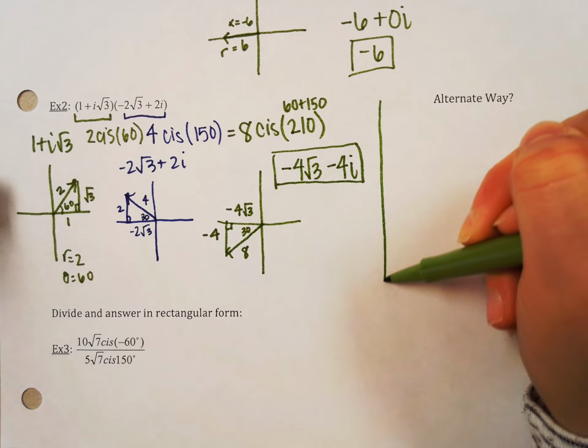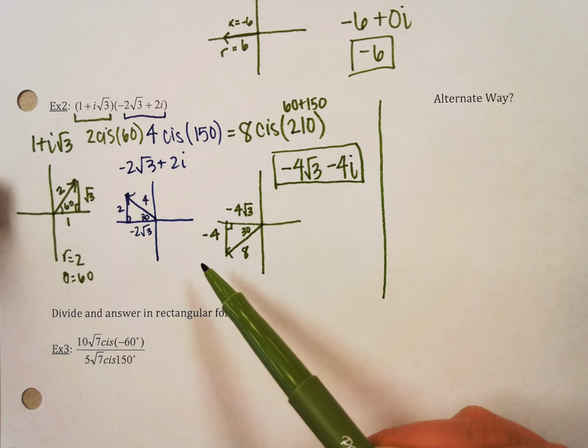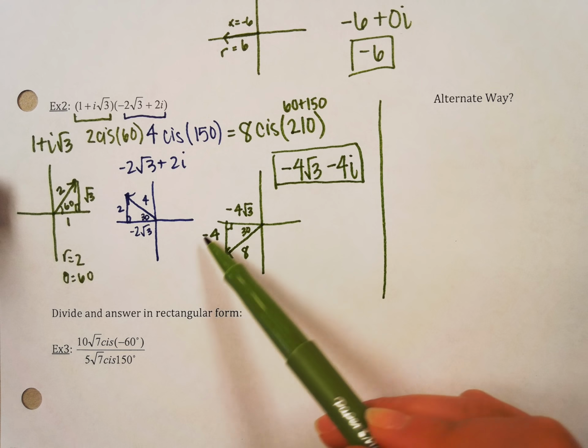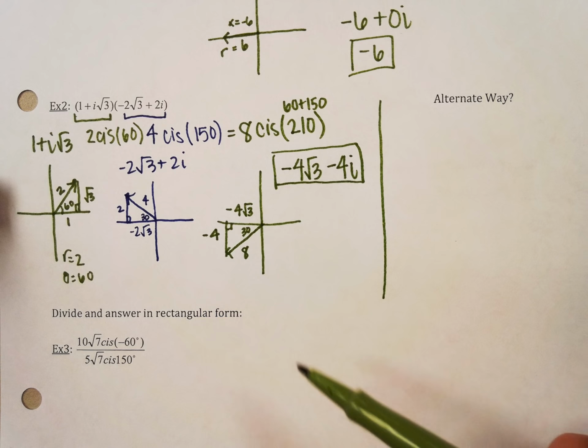Be careful, because this happens to me a lot, where I end up looking across my triangle and writing this is my real component and this is my imaginary component. So just double check and make sure that you're actually representing the right things.